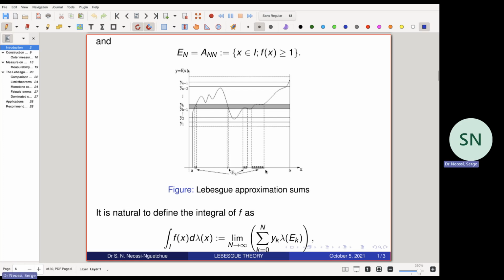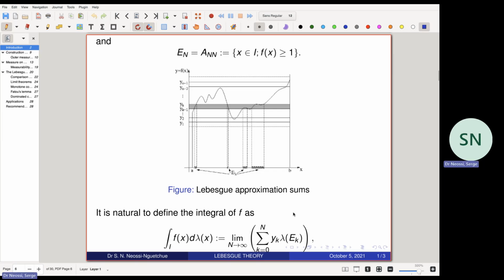And along the x-axis, we have our interval [a, b], which we don't partition, but what we do is take the pre-image of each of these subintervals [y_{k-1}, y_k]. And then we take the reciprocal. The reciprocal will give us a set E_k, which can be a union of subintervals of the real numbers, as you can see here.